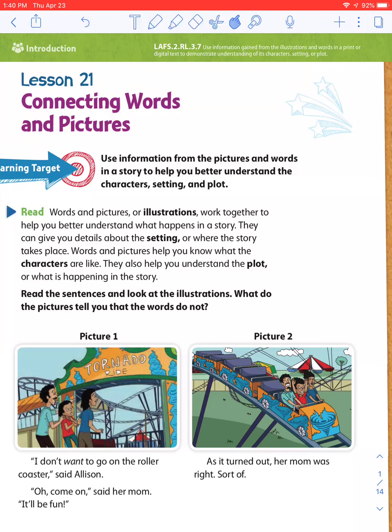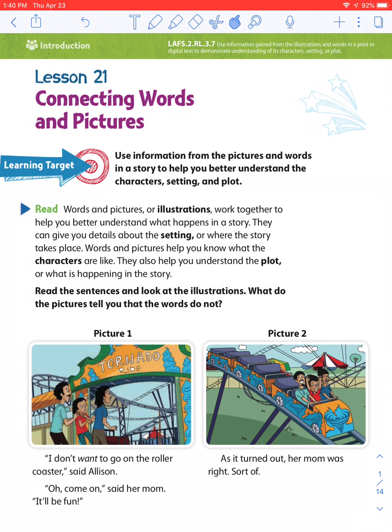Lesson 21, Connecting Words and Pictures. Learning target: Use information from the pictures and words in a story to help you better understand the characters, setting, and plot.